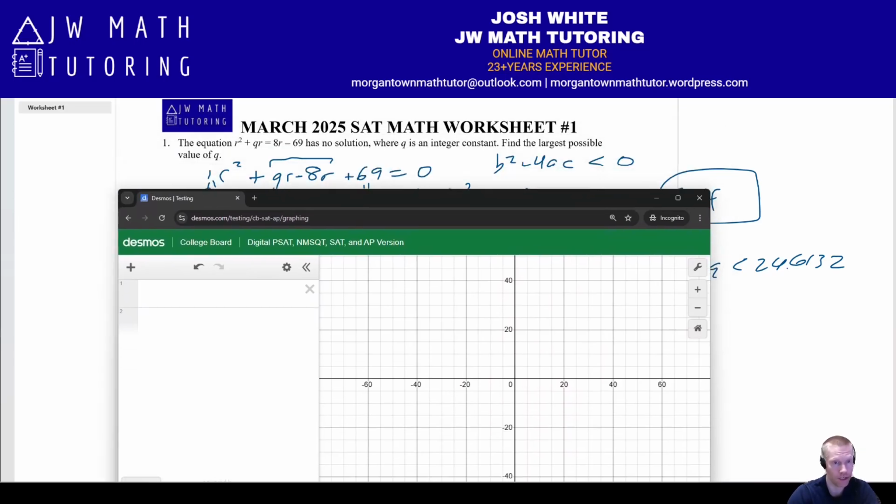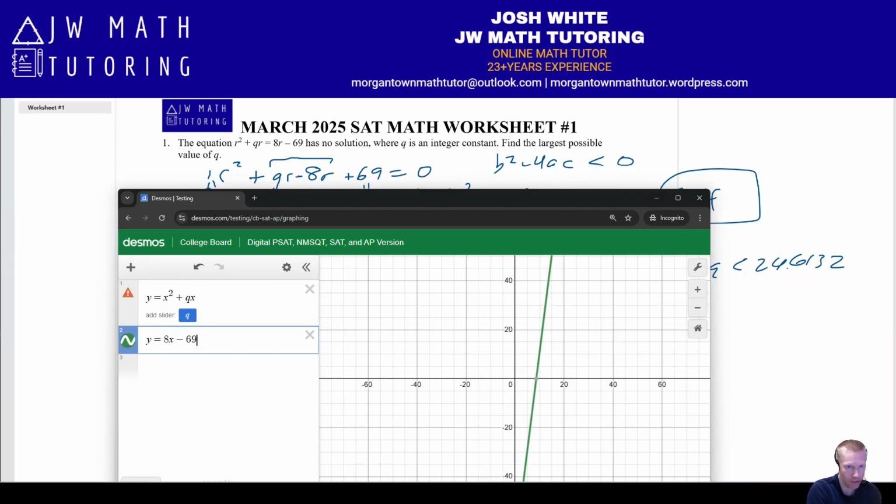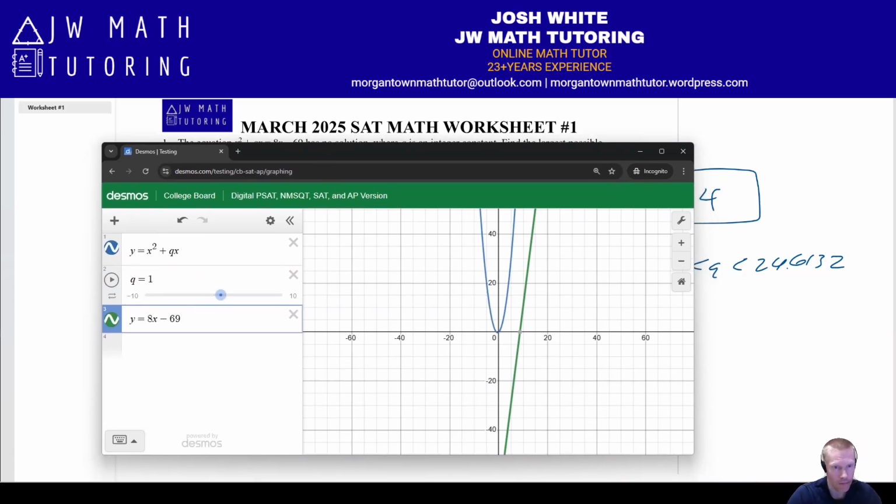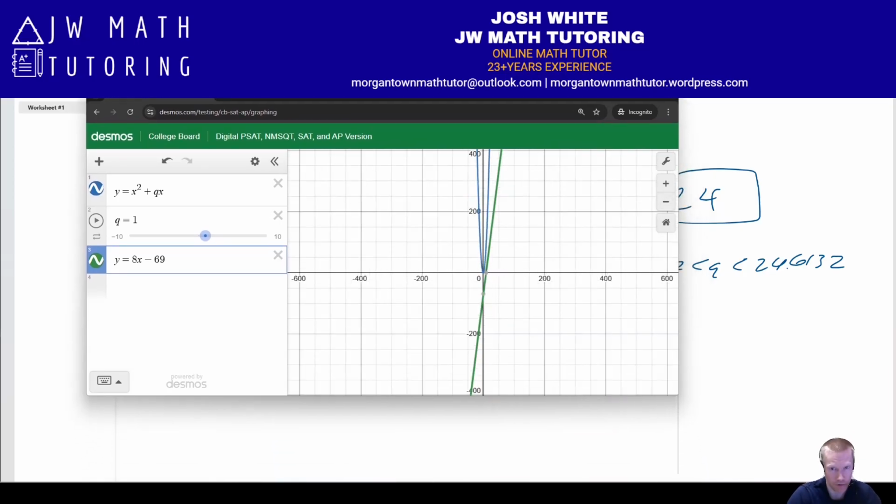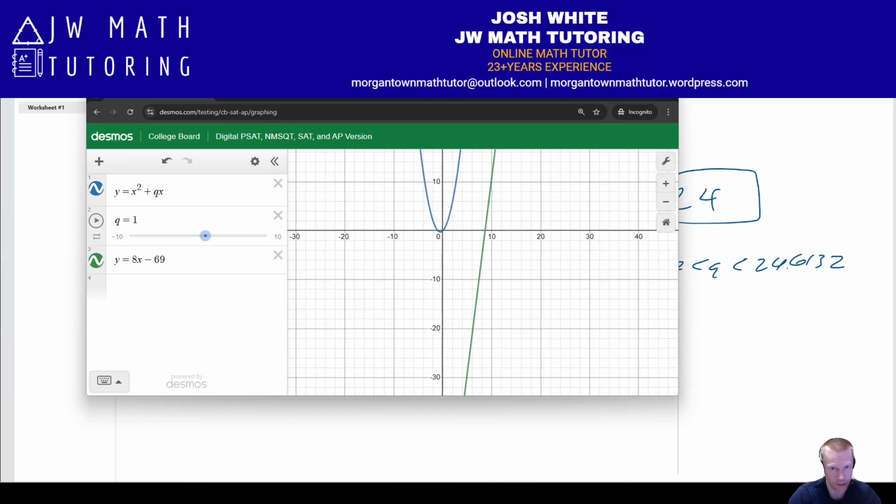Now, if you want to do the entire thing in Desmos, what I would do is graph this out. I'm going to graph y equals the left side, replacing r with x. Then I'm going to graph y equals the right side. Now I'm going to add the slider for q. Basically, I want there to be no solution, meaning no intersection points on my graph, which, as you can see right now, when I zoom out, there are none. They get further apart as x increases. So really, this is the area I'm concerned with.